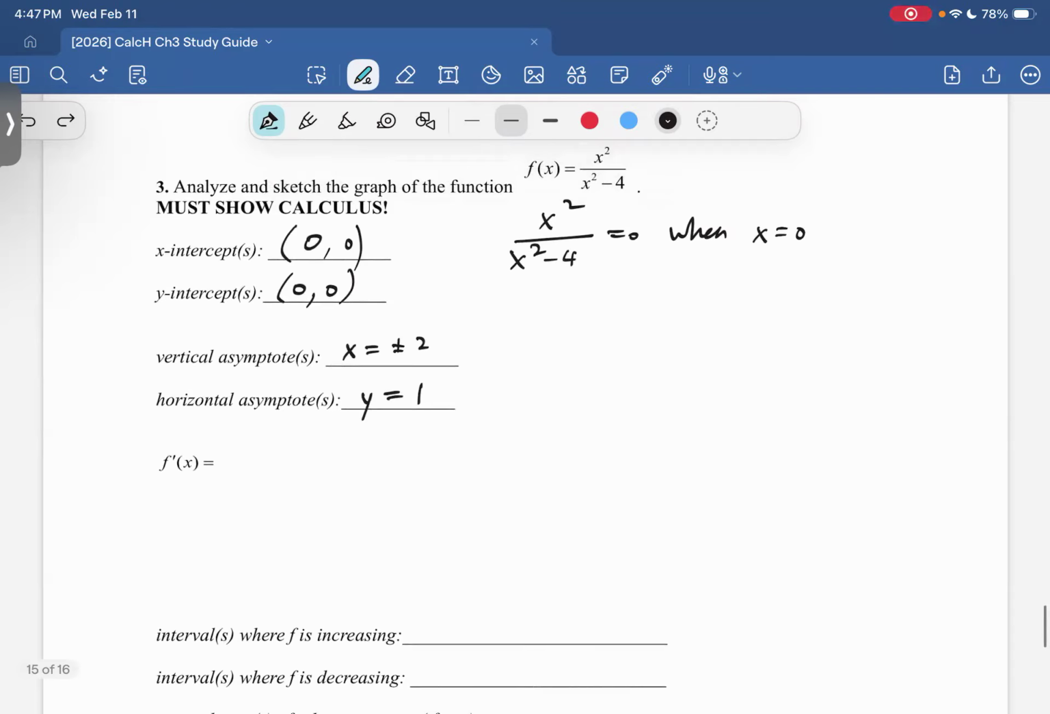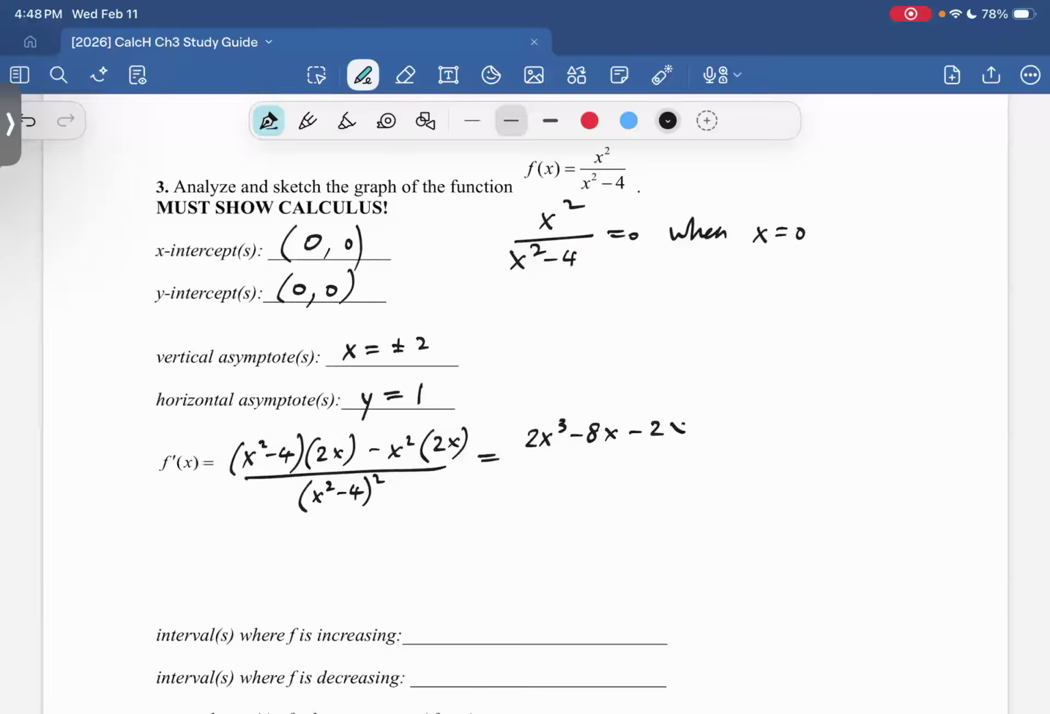Okay, calculating the derivative. We need to use quotient rule. So low d high minus high d low, over low squared. Now we just need to simplify the numerator. It's going to be 2x cubed minus 8x minus 2x cubed, which is negative 8x over (x squared minus 4) squared.